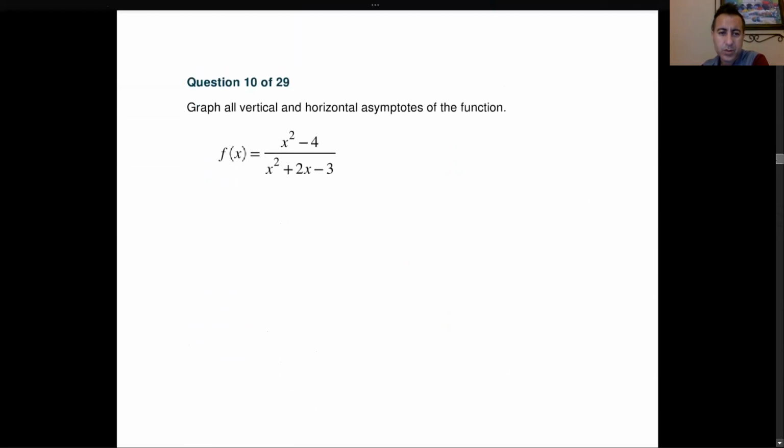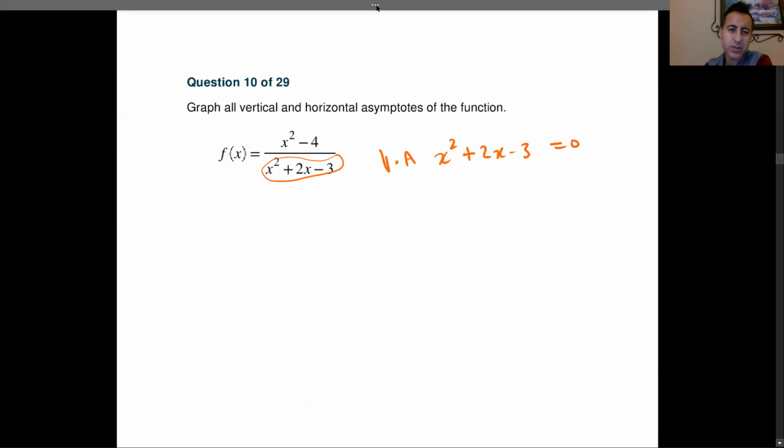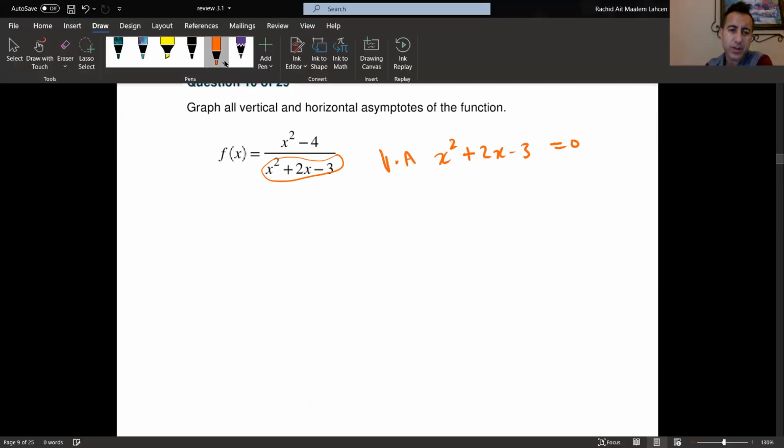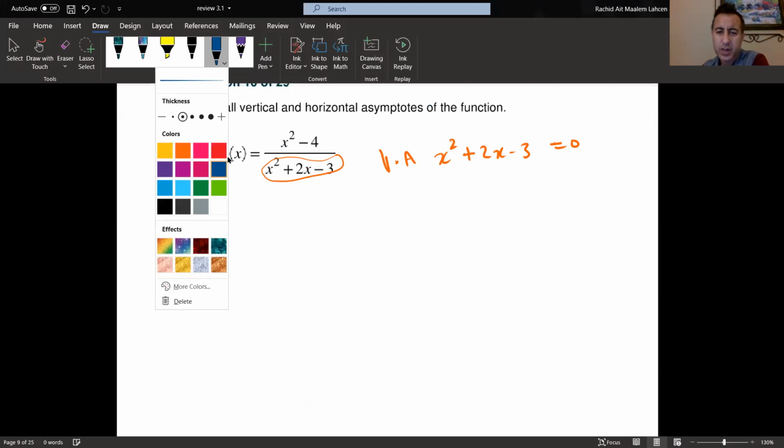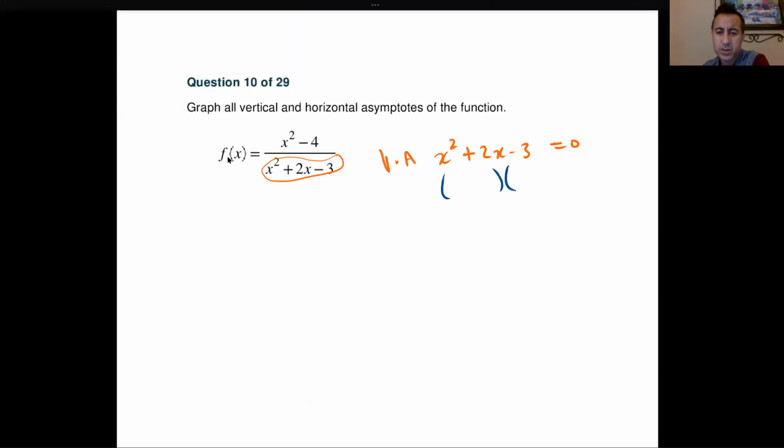All right, so we're going to stay in this video on the same topic, graph all vertical and horizontal asymptotes. Vertical, we're going to go here again, x squared plus 2x minus 3. You set it to 0, so vertical asymptote. So maybe we'll go back to the video. And for these, we check if it factors or not.